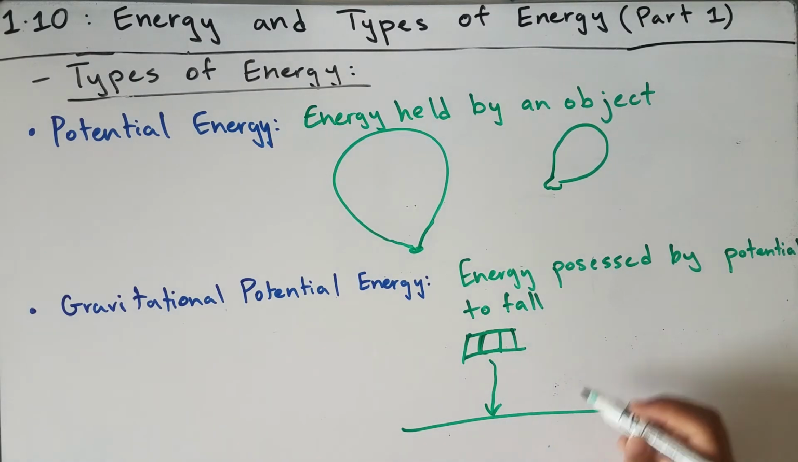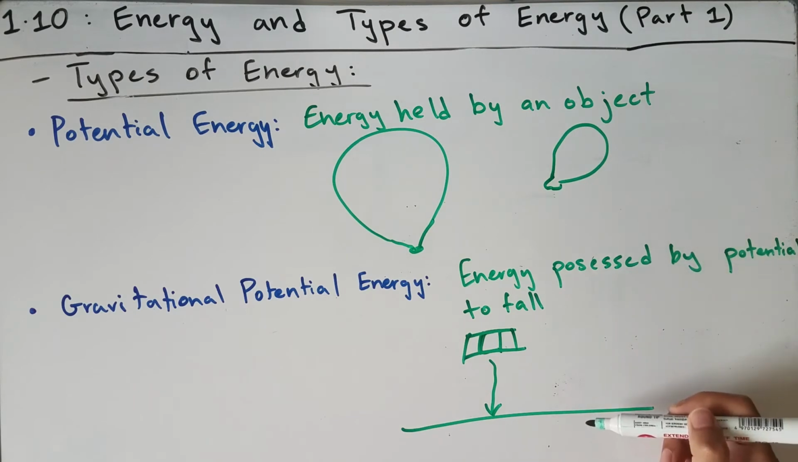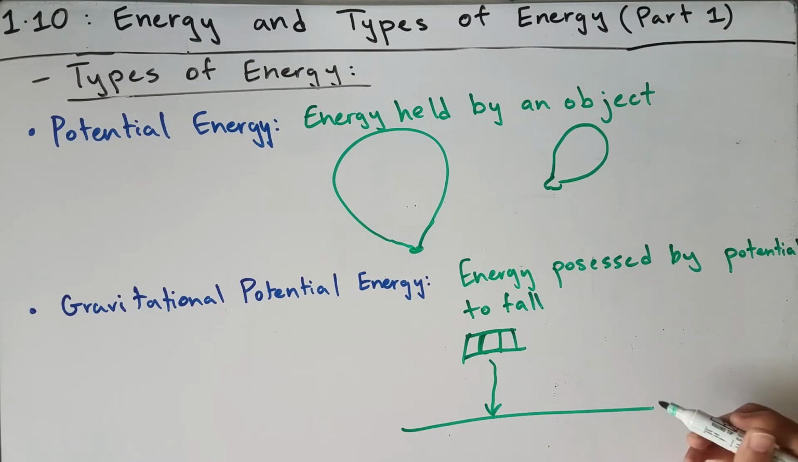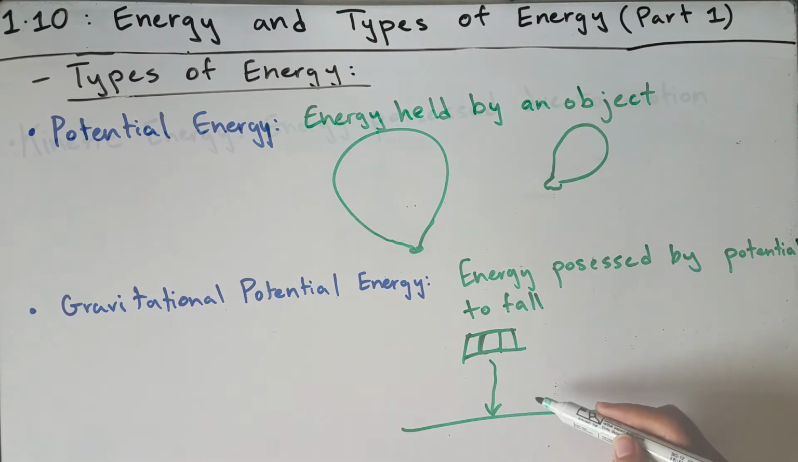And so the higher your object is, the more potential it has to fall down, the more energy it will require for it to accelerate downwards towards the ground. So higher objects have more potential energy than objects that are lower in altitude from the ground.